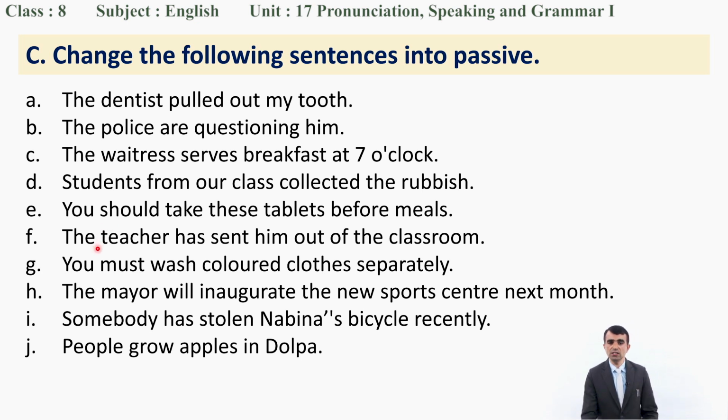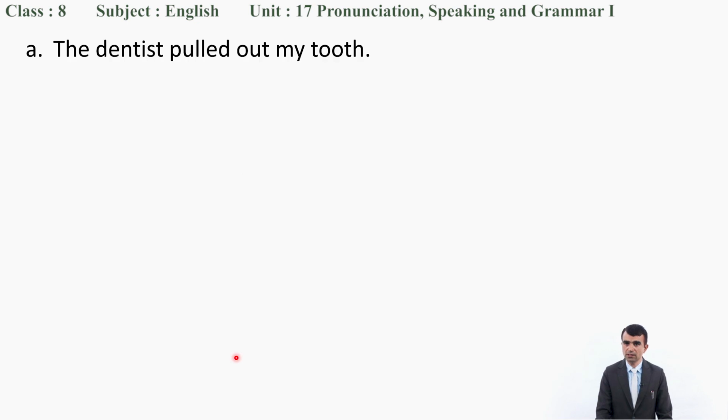F. The teacher has sent him out of the class. G. You must wash colored clothes separately. H. The mayor will inaugurate the new sports center next month. I. Somebody has stolen Nabina's bicycle recently. And finally, people grew apples in Dolpa. Now, let's try changing them into passive form.